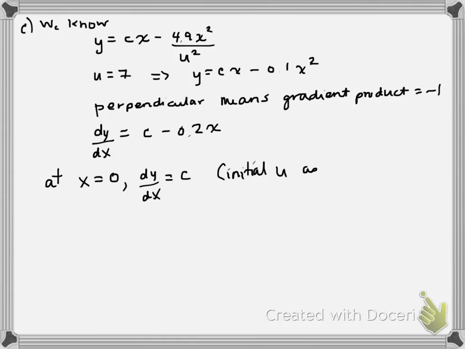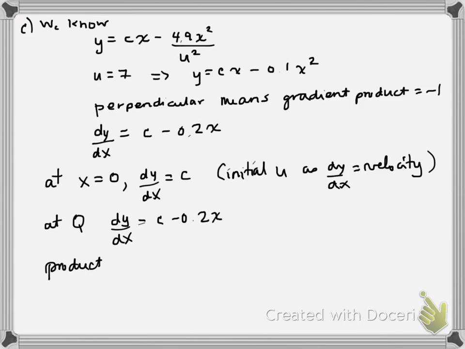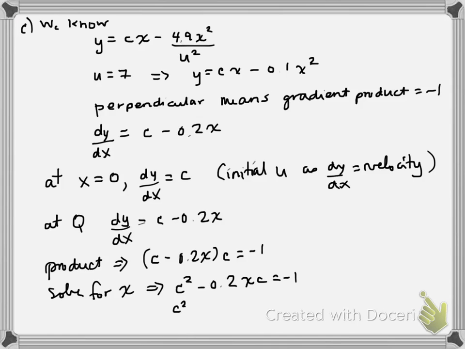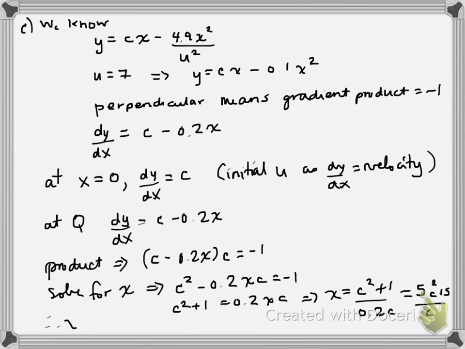There's initial, and at point Q, and put the products equal to -1. Rearrange, a little bit of algebra, solve for x. This is boring. Algebra, algebra, algebra. However you get there, you will finally get the correct answer in the mark scheme.